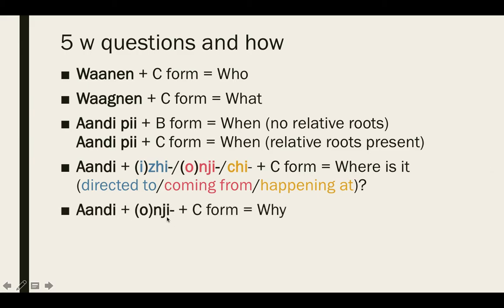Aandi plus nj plus C form means why or reason. Why is that happening? What's the reason? Aandi plus je plus C form means how. So this is how we ask how questions. So these are how we ask our 5 W's and our how questions. We use wanen, wagnen, Aandi P, Aandi, and then our relative roots, je, nj, or ch.